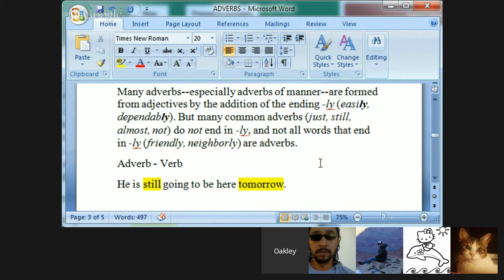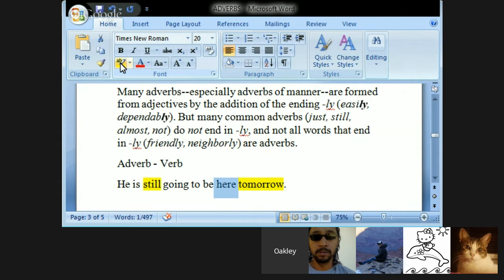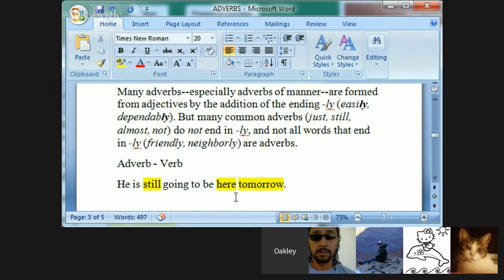And here. Here, tomorrow. Is here an adverb? Not a noun. Here. It's not a preposition. Here the morning. No. Yes, it is. So what are these crazy adverbs? What are they doing?